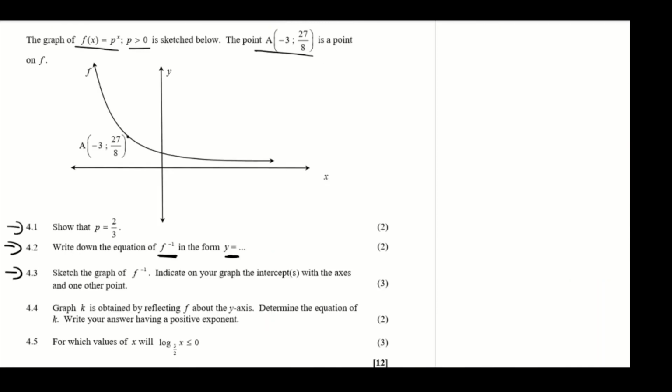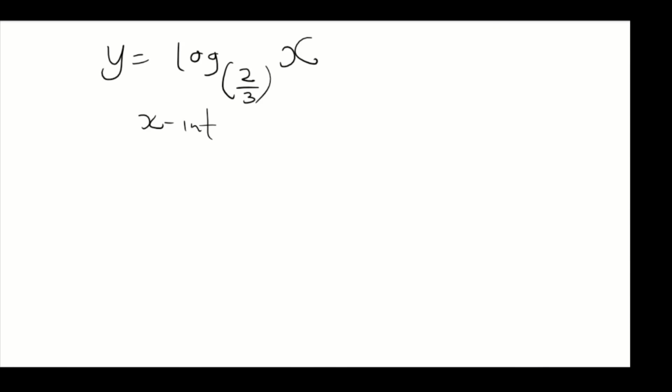So 4.3, we are asked to sketch the inverse of the function, indicating all the intercepts and one other point. So what we're going to do, having our inverse, y = log base 2/3 of x, right? We need to first find the intercepts of the function before we draw it.